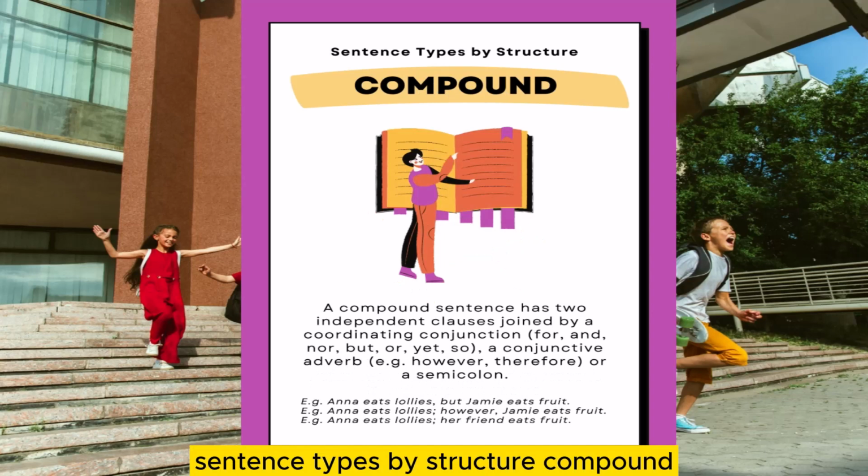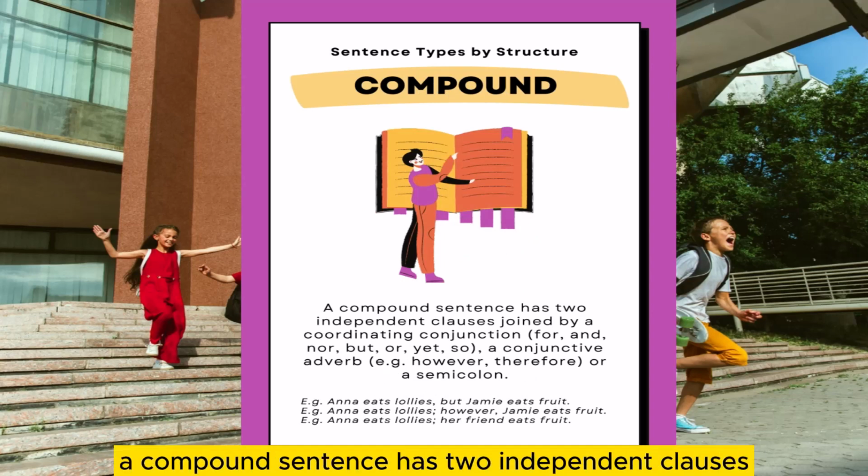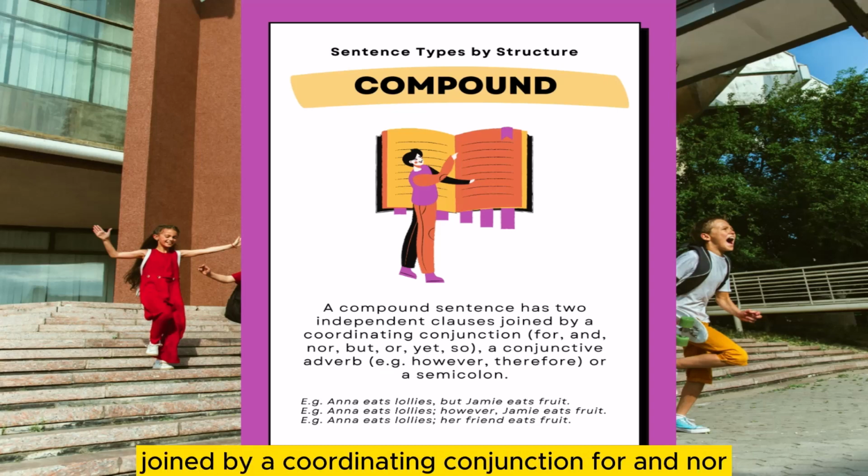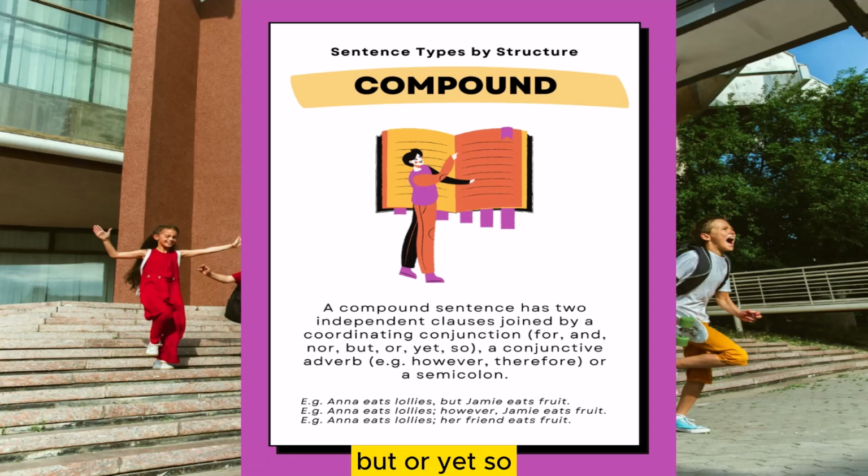Sentence types by structure. Compound. A compound sentence has two independent clauses joined by a coordinating conjunction: for, and, nor, but, or, yet, so; a conjunctive adverb, for example, however, therefore; or a semicolon. For example, Anna eats lollies, but Jamie eats fruit. For example, Anna eats lollies. However, Jamie eats fruit. For example, Anna eats lollies; her friend eats fruit.